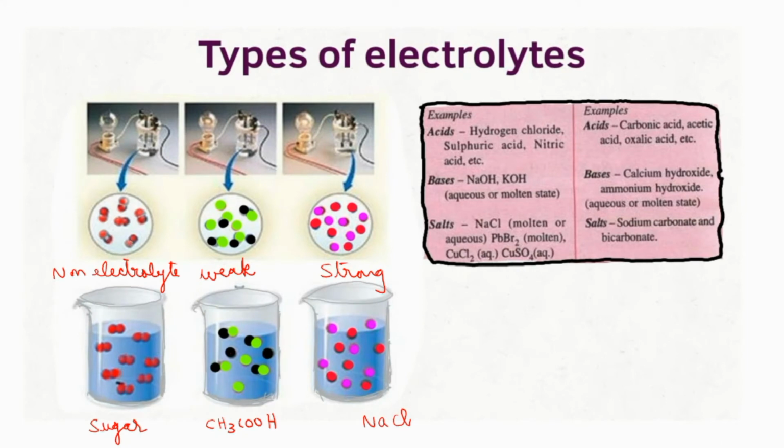So we came to know that certain solutions will allow electric current to pass through readily. Why is it capable of conducting electricity readily? Because the solution contains positive and negative ions.